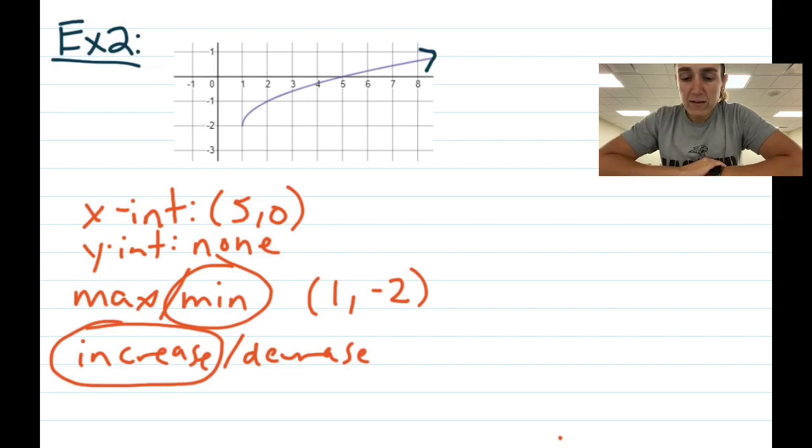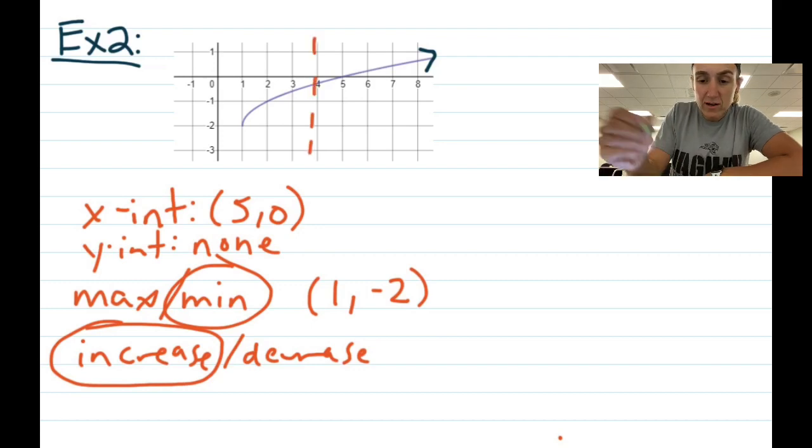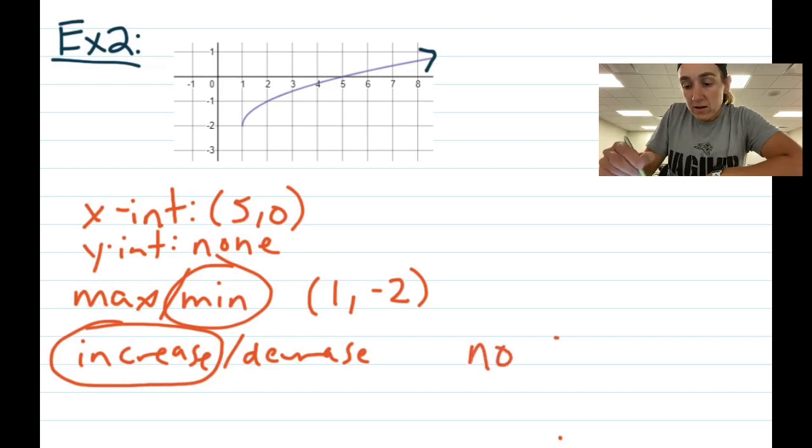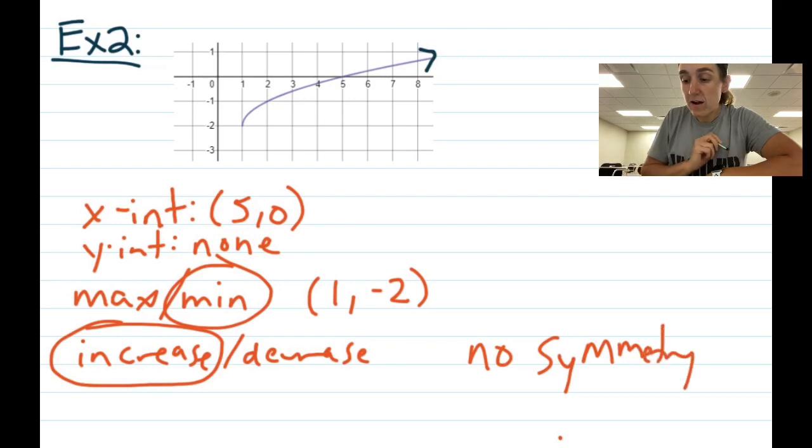Last thing would be a line of symmetry. Well, anywhere I try to think about drawing a line of symmetry, like if I drew it here, it's definitely not the same on both sides. If I drew it horizontally, that's definitely not the same on both sides. So not every graph is symmetric. This graph doesn't have a line of symmetry, so I would say no symmetry when I'm asked to describe that for this graph. Okay? All right, that's it. That's all we can say.